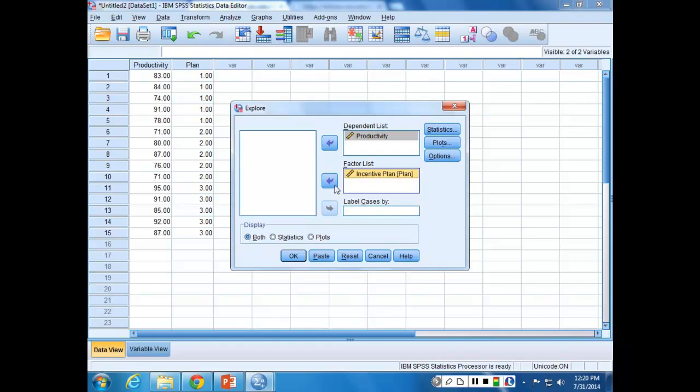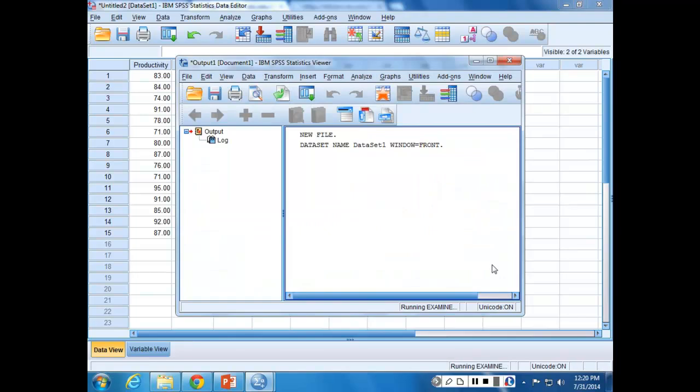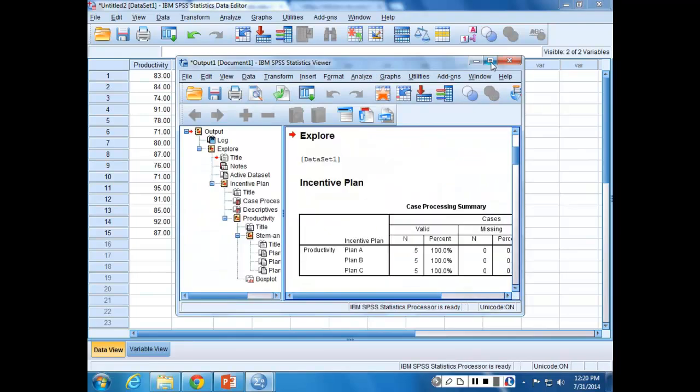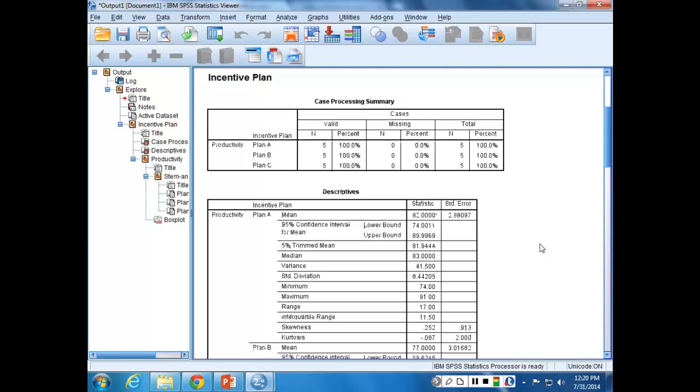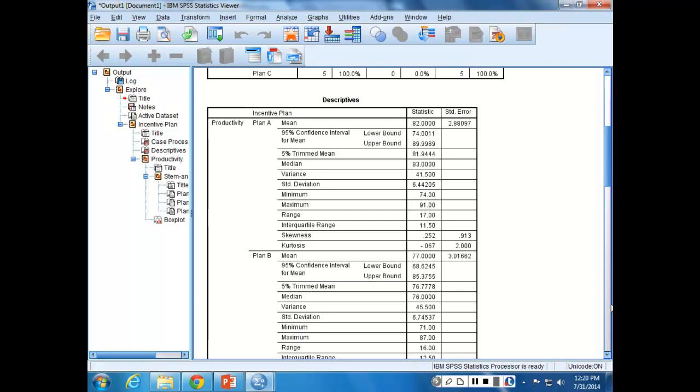You can either display statistics or plots, and you can go and make some changes in that, but let's not do that for now. Just click OK. And you can see now, first of all, it tells me that I have sample sizes of 5. There's no missing data. If you had missing data, you would just put a period in there. But then after that, it tells me more than you would ever want to know.